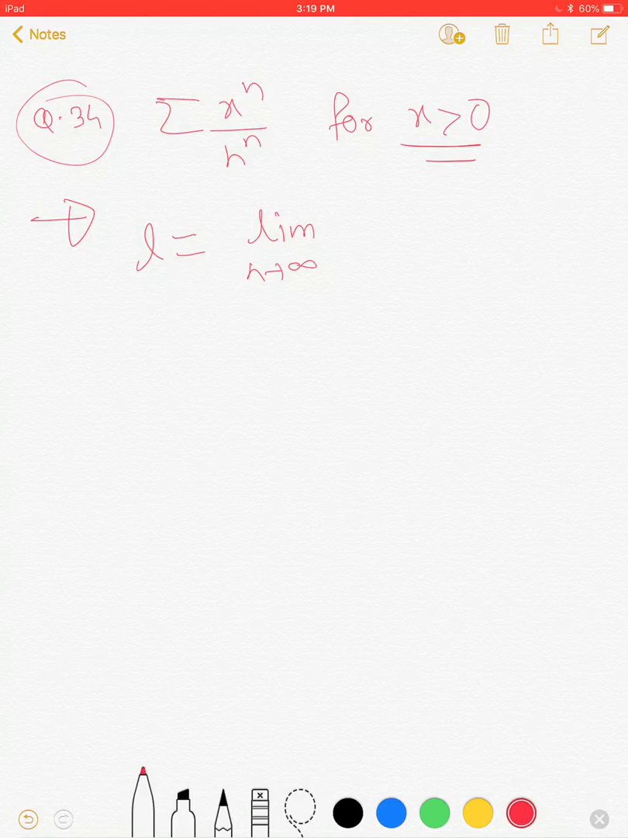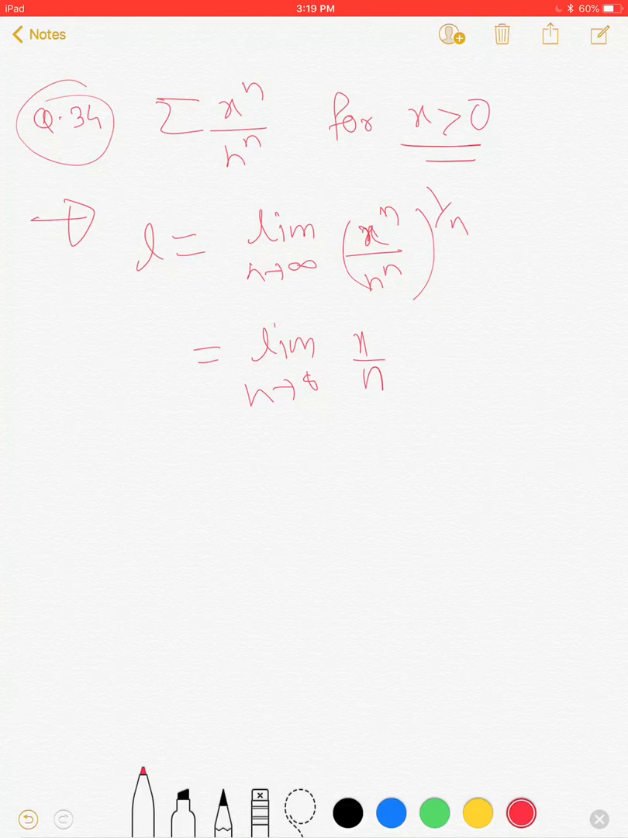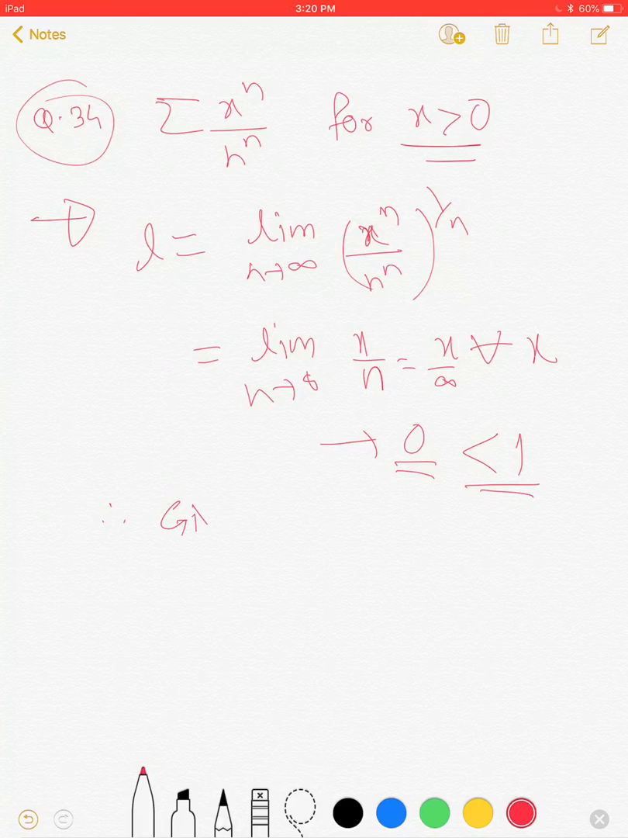So L is equal to the limit as n tends to infinity of (n raised to the x raised to the n upon n raised to the n) raised to the 1 by n. So this becomes the limit as n tends to infinity of x by n. For all x, this limit tends to 0, because if we substitute the value of n, then this becomes x by infinity, so it tends to 0. So this limit is 0, which is less than 1. Therefore, by the root test, the given series is a convergent series.